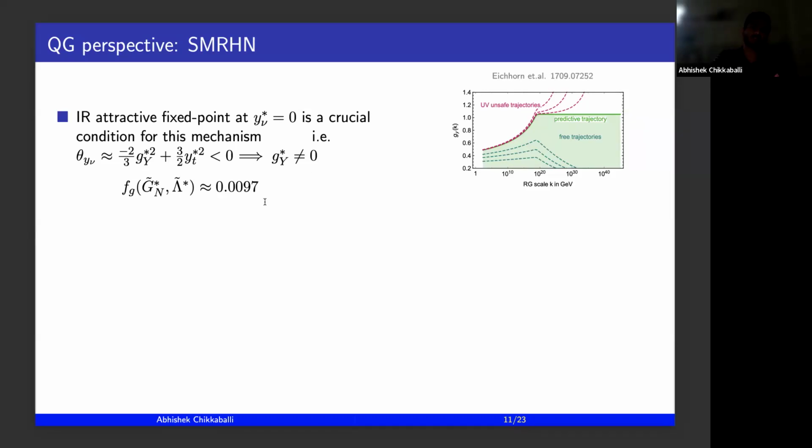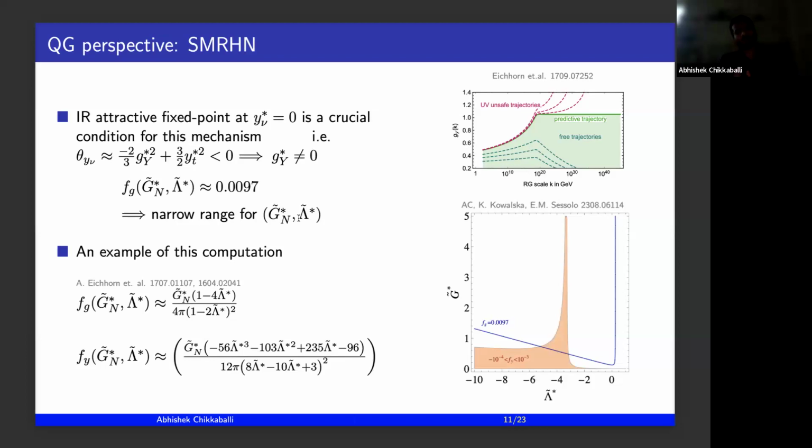Because if it is a bit smaller, then Gy will have UV unsafe trajectories, as shown here. And if Fg is a bit larger, then this would quickly pull the value of Gy after the Planck scale down to 0, in which case the critical exponent will still be positive and we will not have this mechanism working. So there is only a narrow range for the fixed points in the gravitational sector which could fulfill this condition.